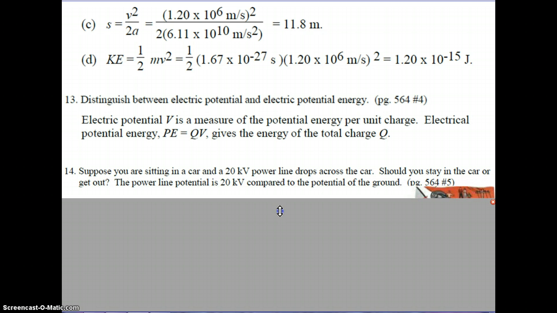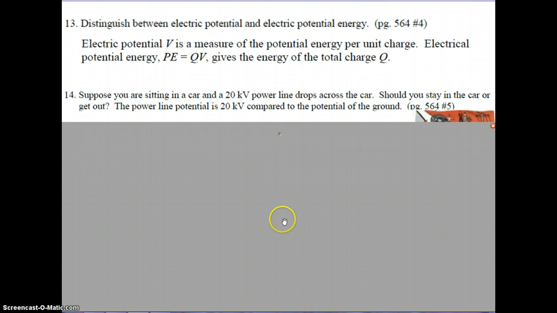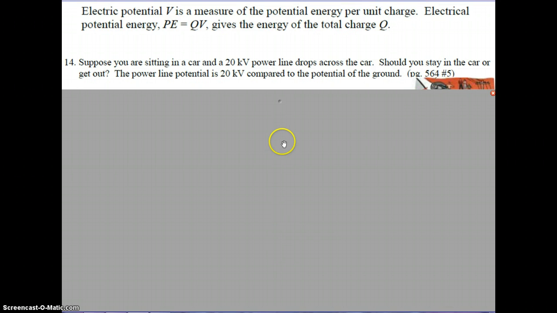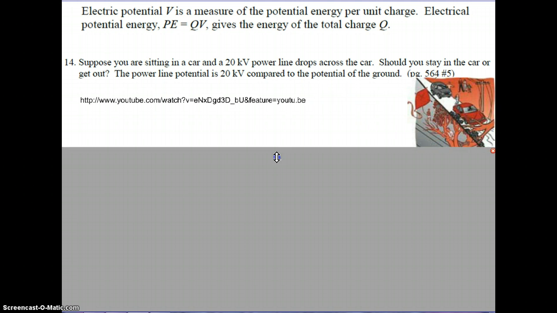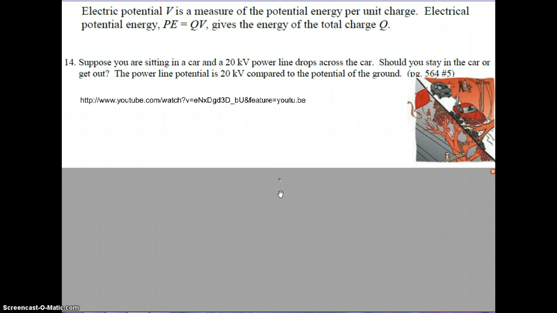14. Suppose you are sitting in a car and a 20 kilovolt power line drops across the car. Should you stay in the car or get out? The power line potential is 20 kilovolts compared to the potential of the ground. Well, I ran across this cute little ditty that will help you with this answer.